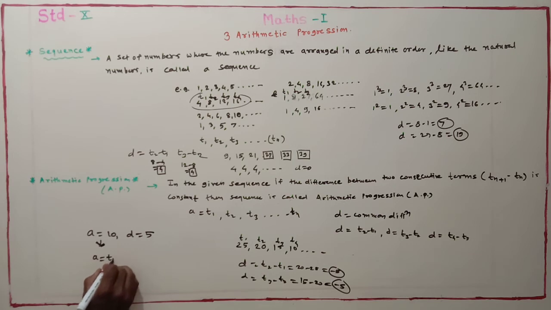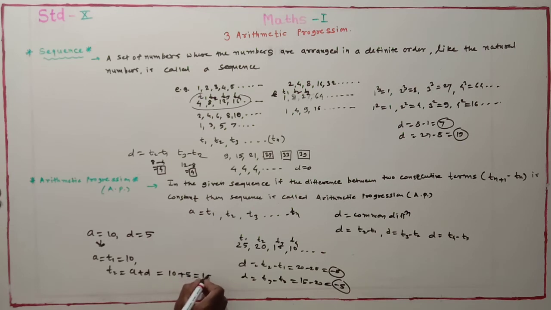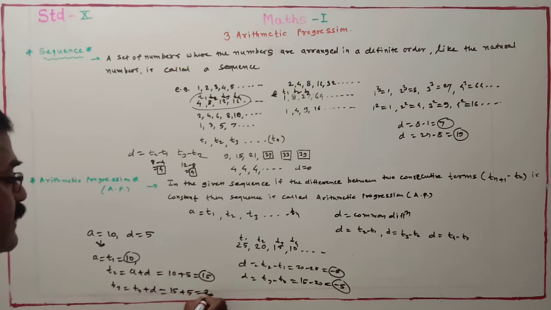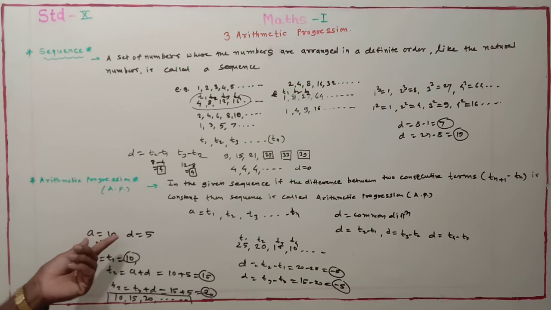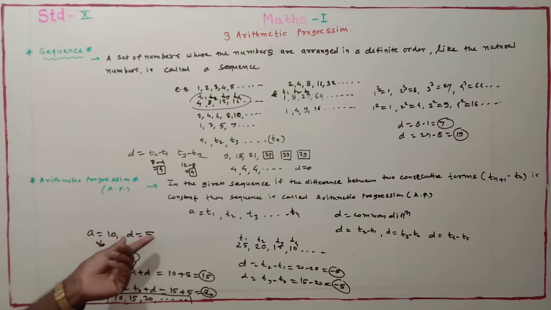A is equal to T1 is equal to 10. T2 is equal to A plus D, that is 10 plus 5, which is 15. This is the second term. T3 is T2 plus D, means 15 plus 5 is 20. Therefore 10, 15, 20 is the given AP whose A is 10 and D is 5.